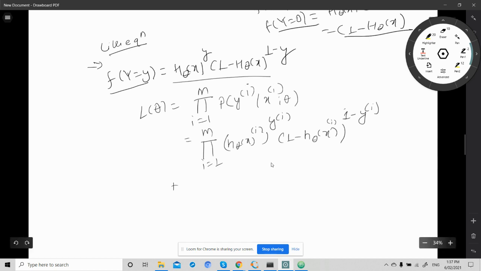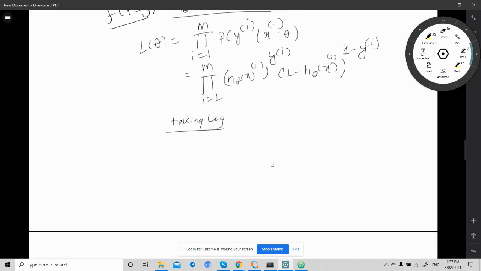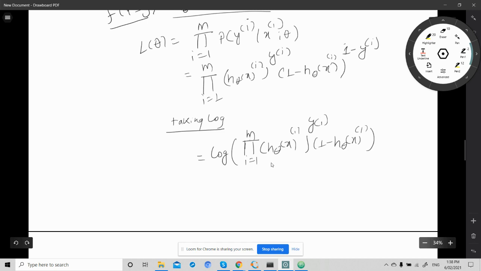So if we take log, then this equation will be log of s theta of x of i whole y i times 1 minus s theta of x of i whole 1 minus y i.